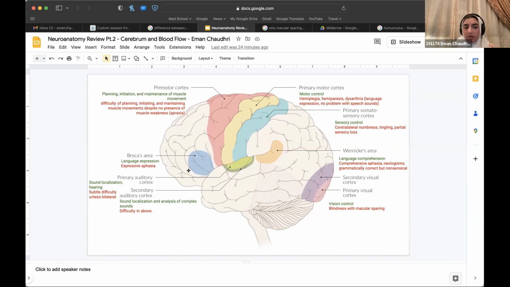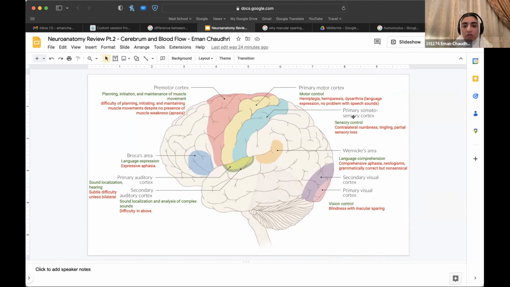Now, when we move down to Broca's and Wernicke's, first let's go over Broca's area. This is in the frontal lobe. It's for language expression. So when you have a problem here, or an infarct that also involves Broca's area, you're going to have expressive aphasia, meaning you understand what's going on, you just cannot say it out loud.